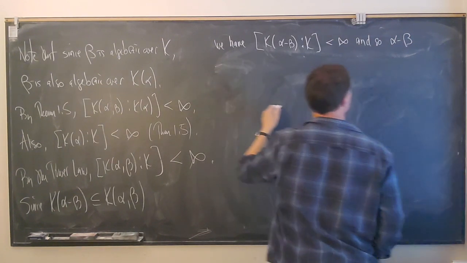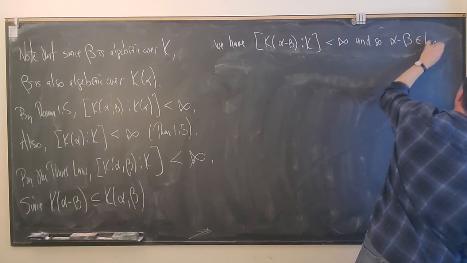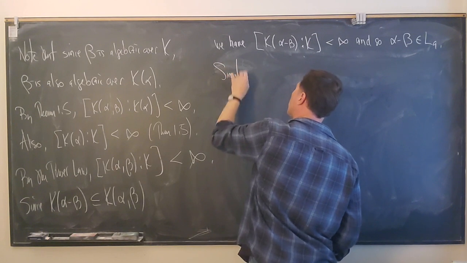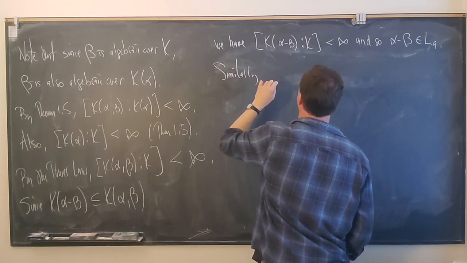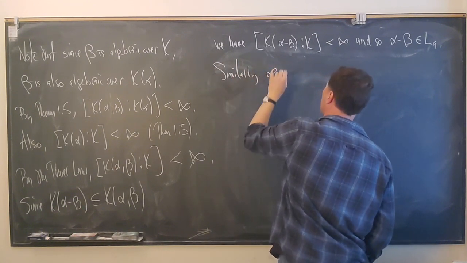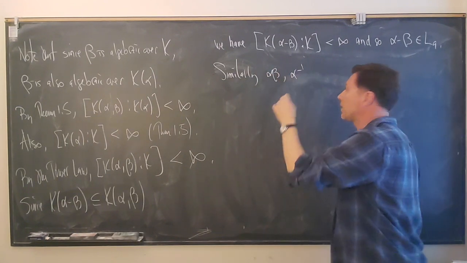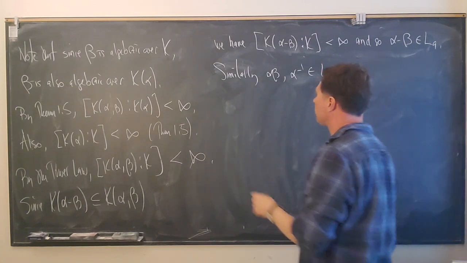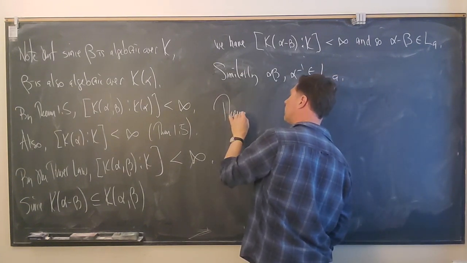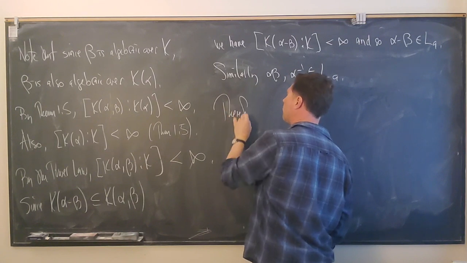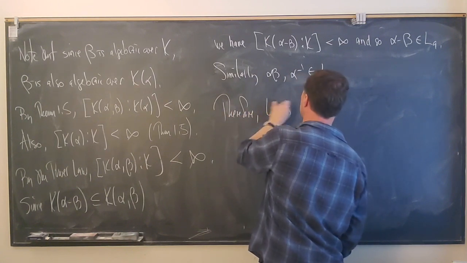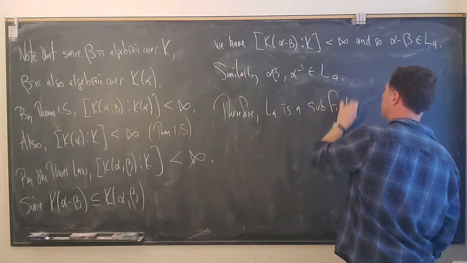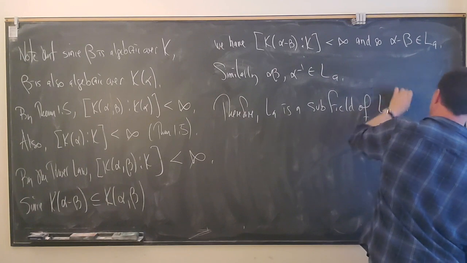Or in fact, let's just say it like this. Alpha minus beta is an element of L sub A. And then similarly, alpha beta and alpha inverse, when alpha is non-zero, are elements of L sub A. Therefore, L sub A is a subfield of capital L.